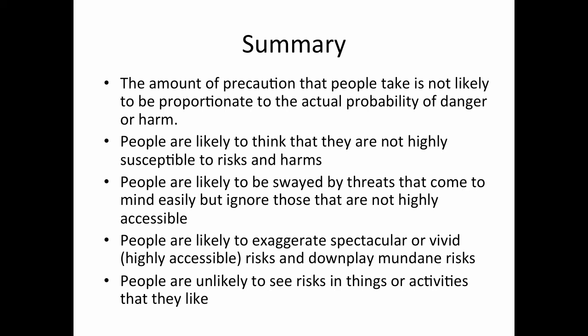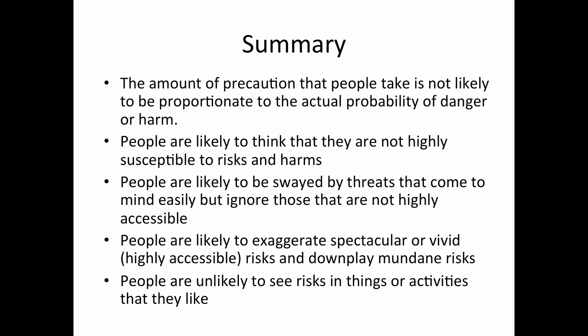What do you get from this review of these heuristics? Here are five summary points. The amount of precaution that people take is not likely to be proportionate to the actual probability of danger or harm. Availability, representativeness, and affect heuristics lead us to come up with inaccurate estimates of the probability of danger and harm. People are likely to think that they are not highly susceptible to risk of harm, especially from things that they feel comfortable doing. People are likely to be swayed by threats that come to mind easily, but they're going to ignore those that are not highly accessible.